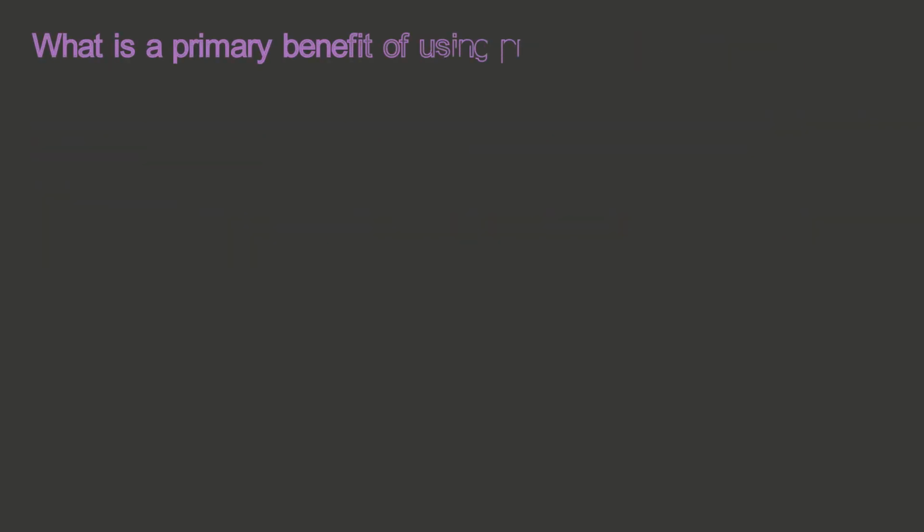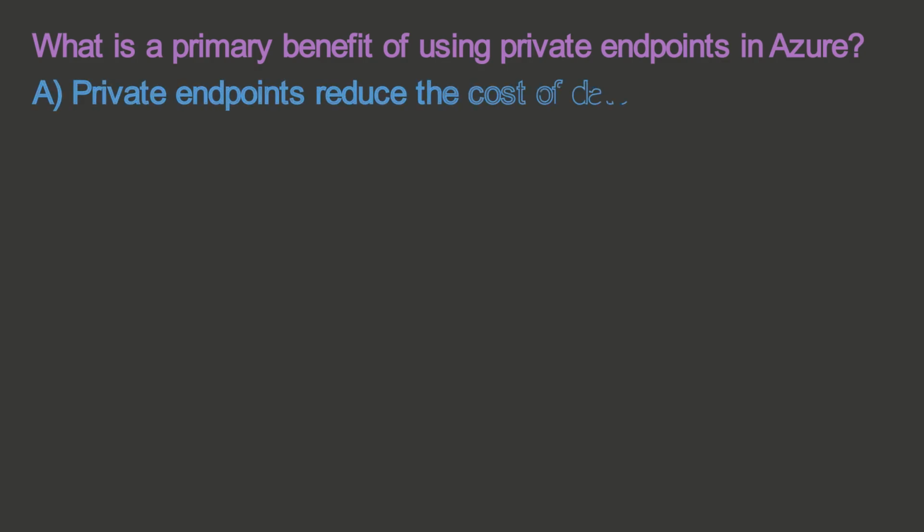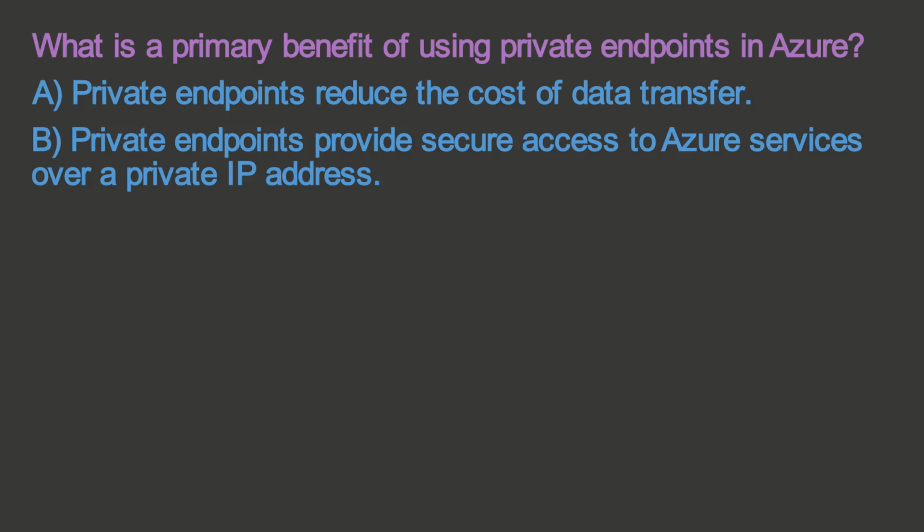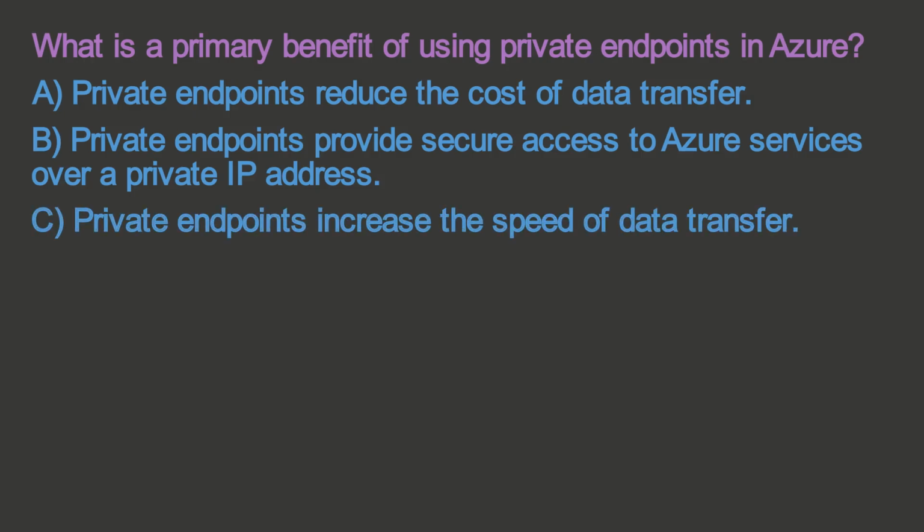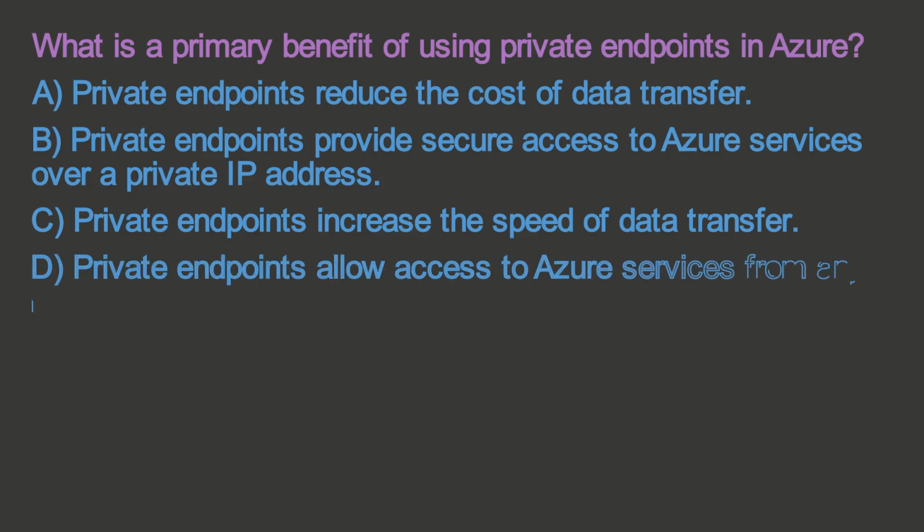What is a primary benefit of using private endpoints in Azure? A. Private endpoints reduce the cost of data transfer. B. Private endpoints provide secure access to Azure services over a private IP address. C. Private endpoints increase the speed of data transfer. D. Private endpoints allow access to Azure services from any location on the internet.